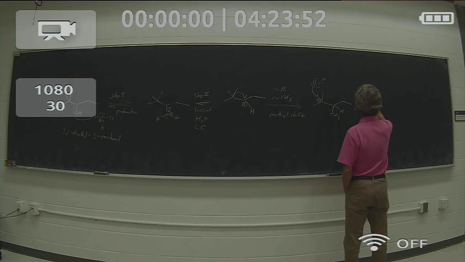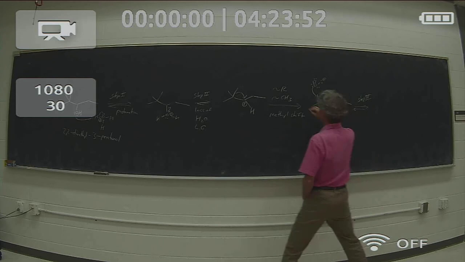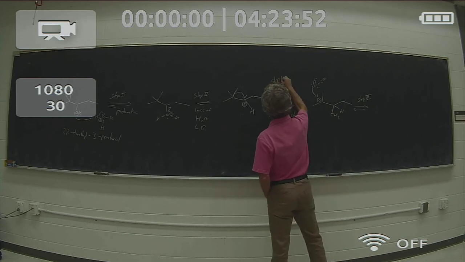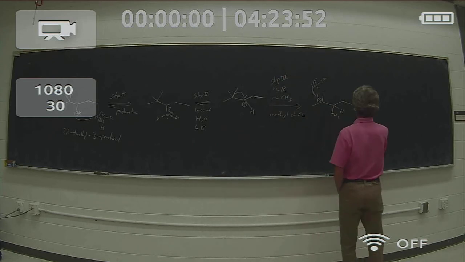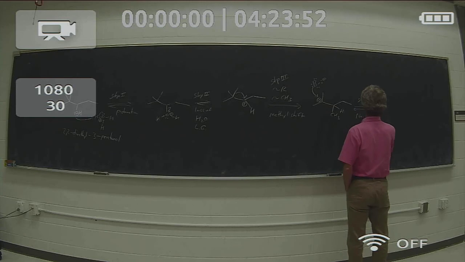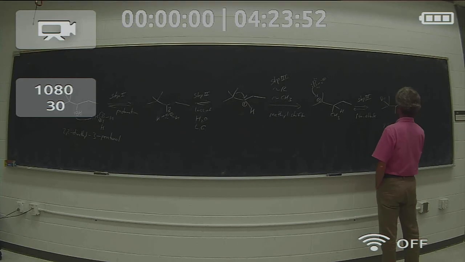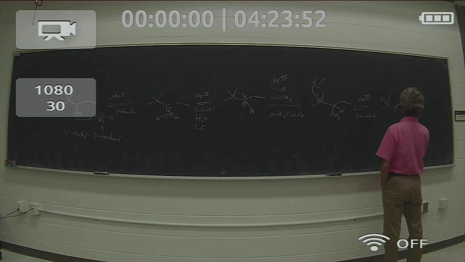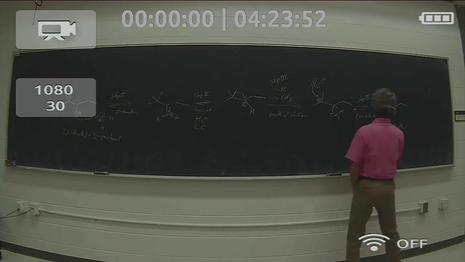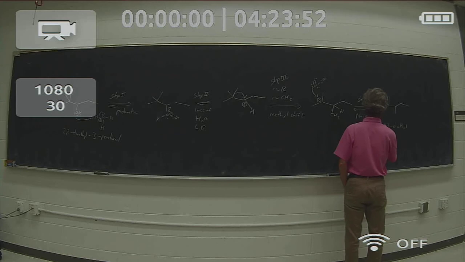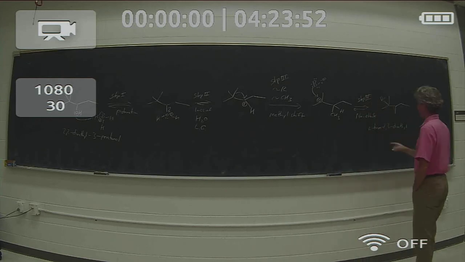step 4. This is step 3, nucleophilic attack. And we come to 2-bromo-2,3-dimethylpentane.